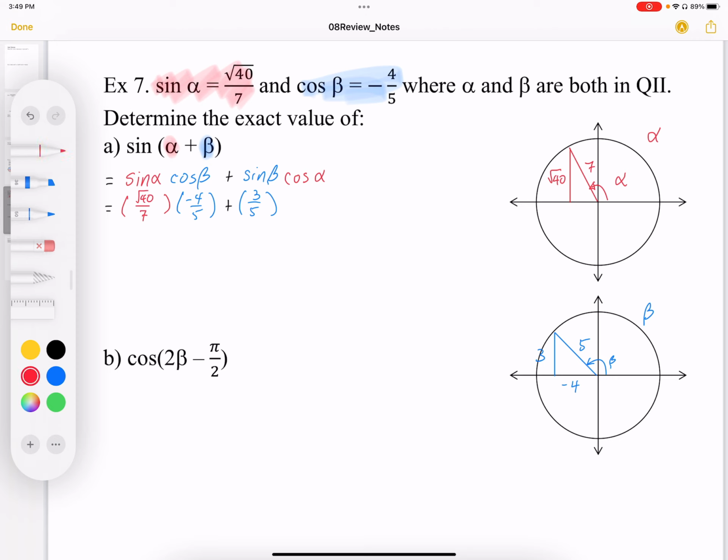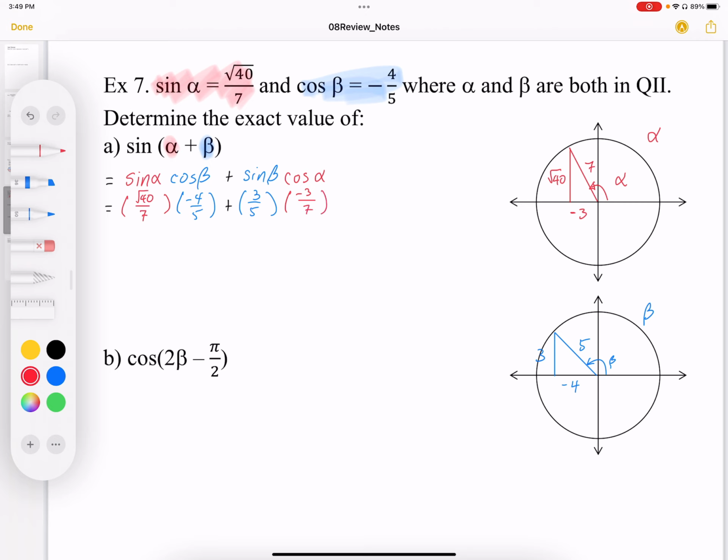And then lastly, I go to my cosine alpha. I need the third side here, so I'm going to use Pythagoras again. So 49 minus 40 is 9, and that gives me 3. But since it's going to the left, I need to make sure I have the negative 3. So cosine alpha from the red picture is going to be the horizontal over my radius.